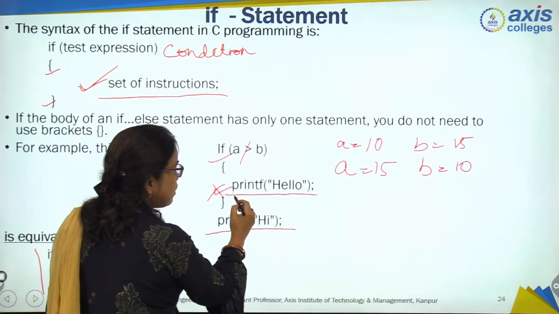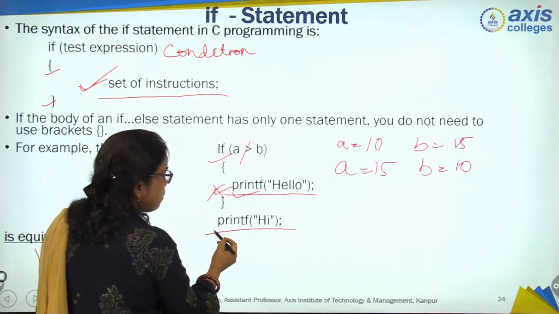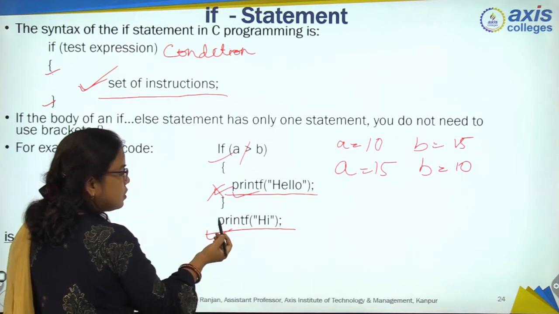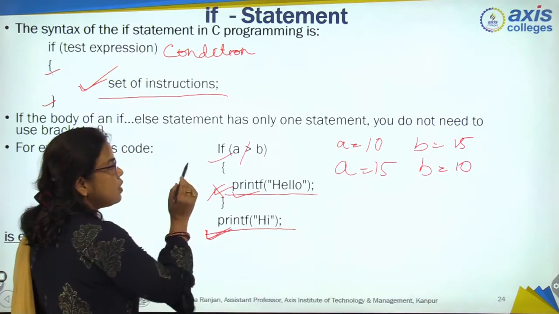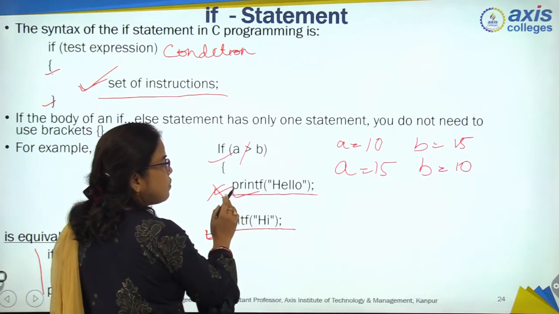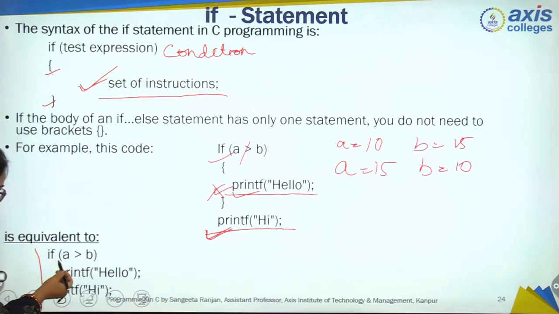Then this line will be printed, printf hello is executed, and this line will again be executed because it is outside of the condition. Each and every time printf high will be executed, and whenever the condition is true, the printf hello will be executed, otherwise printf hello will not be executed. Same thing will be here. If A is greater than B, printf hello, printf high. It's only one statement, so here curly bracket is not necessary.